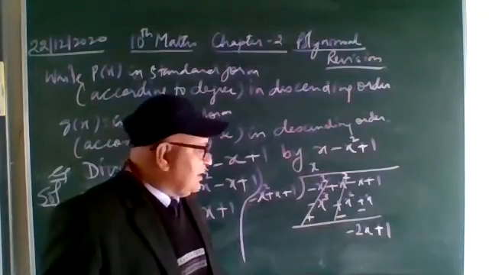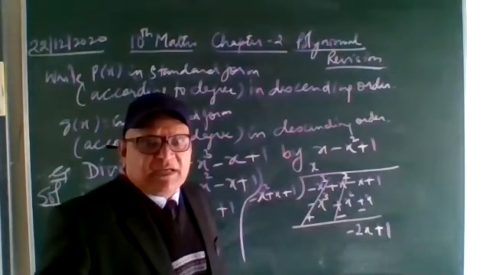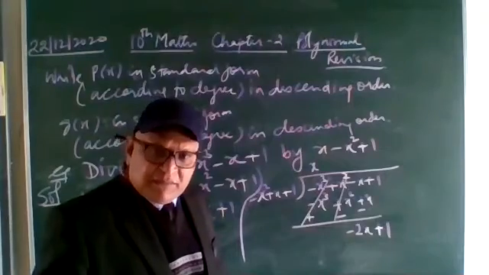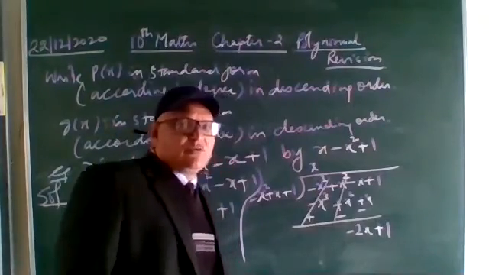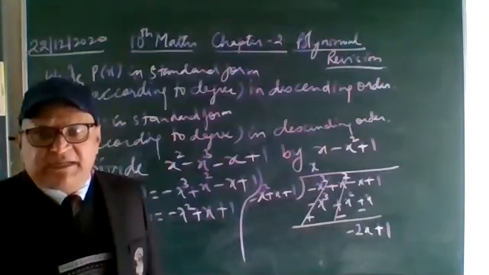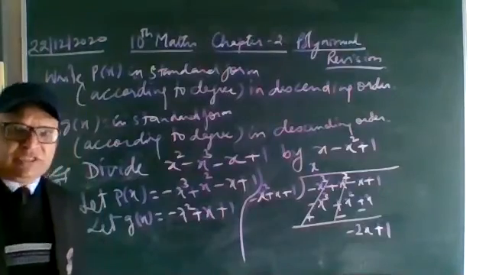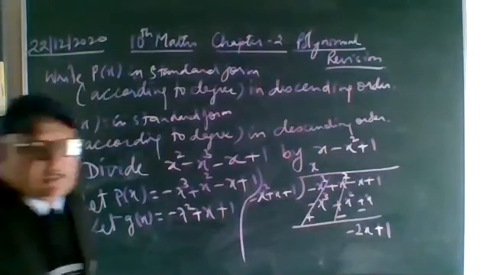And you know dividend equals what? Divisor into quotient plus remainder. That condition you must know. So this is very important, and this completes the topic.